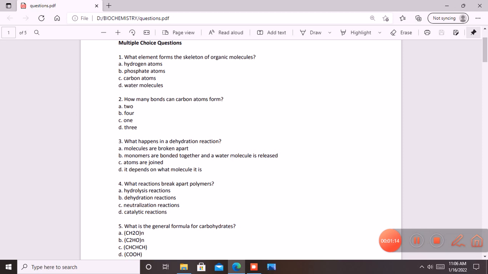Question 3, what happens in a dehydration reaction? In every dehydration reaction, there is a loss of water. That's dehydrate, you lose water. So monomers are bonded together and the water molecule is released. So question 3, the answer is B.